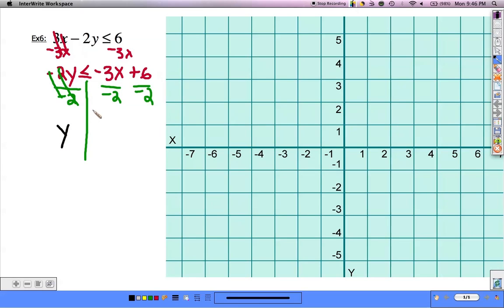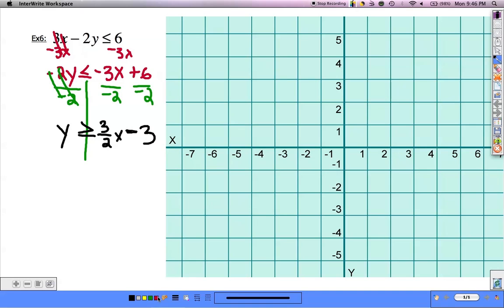We divided both sides by a negative, so that symbol of inequality switches from less than or equal to, to greater than or equal to. Negative 3 divided by negative 2 gives us a negative divided by a negative is a positive 3 over 2x, and positive 6 divided by negative 2 is going to give us a minus or negative 3.